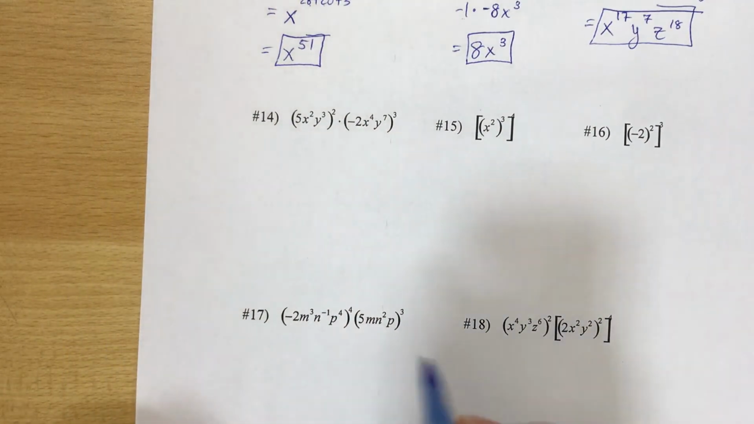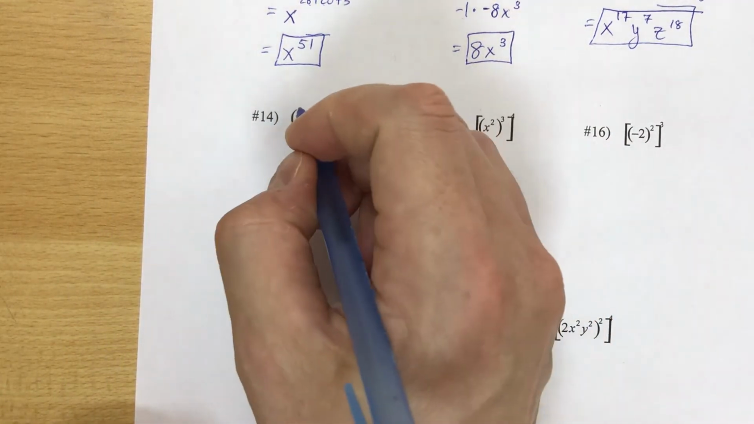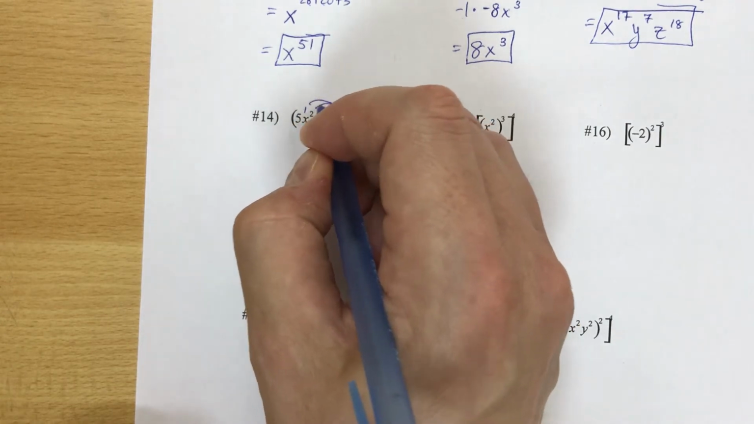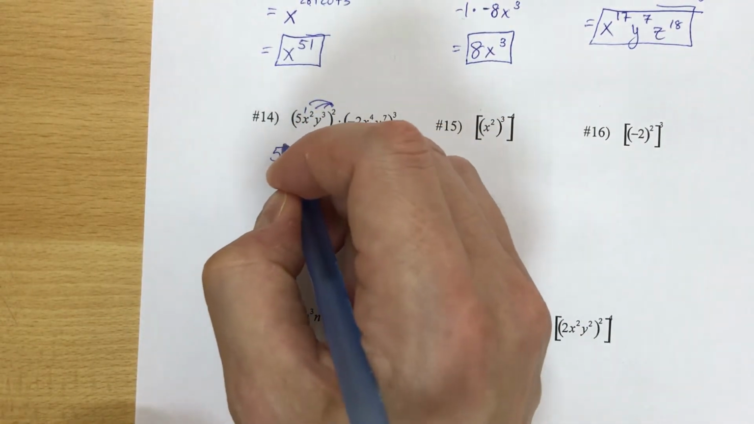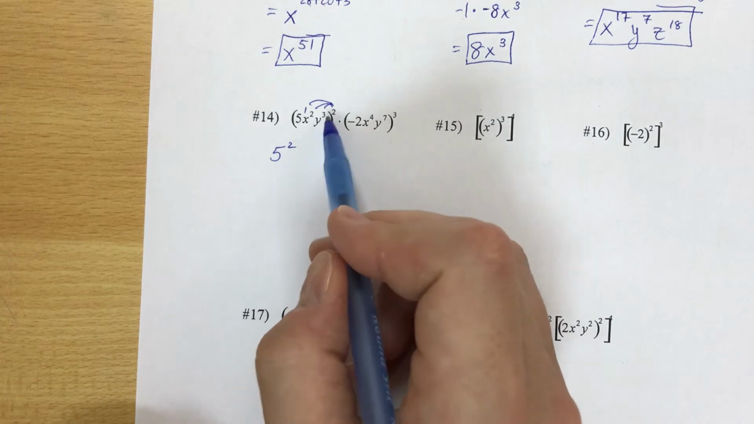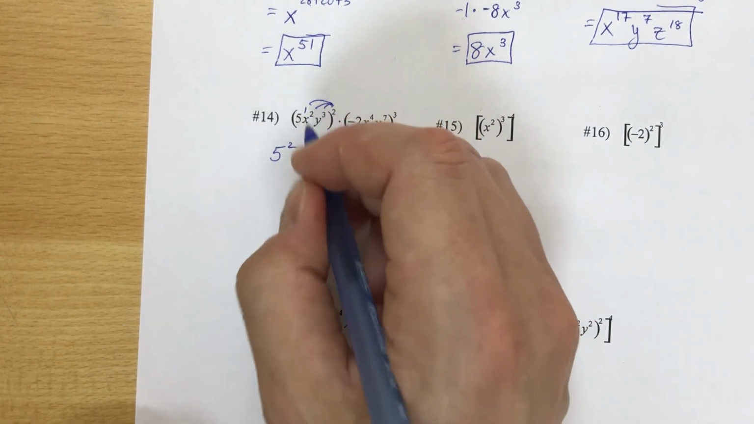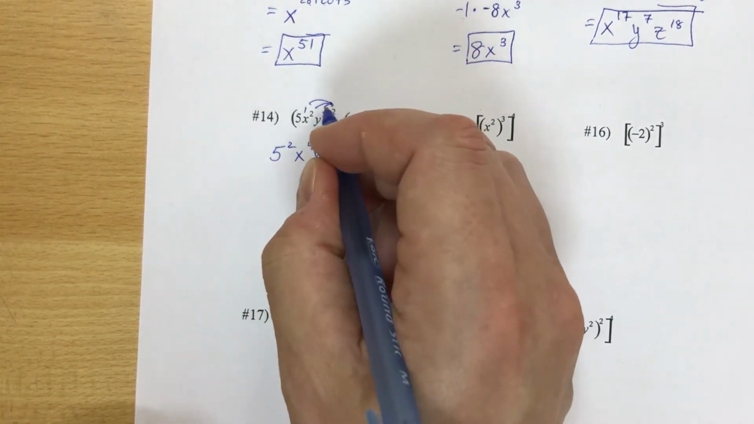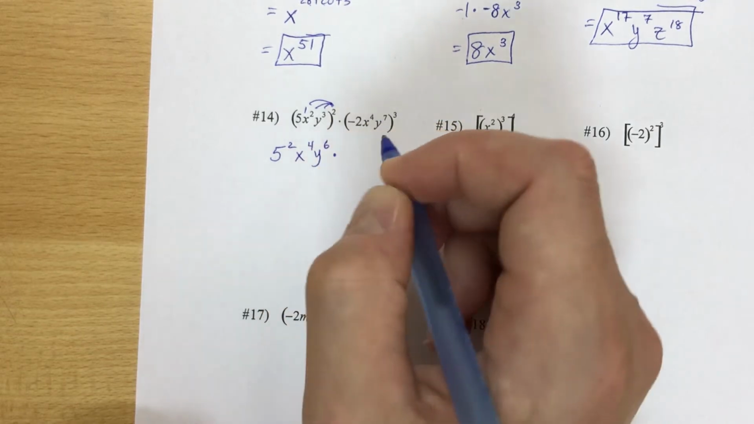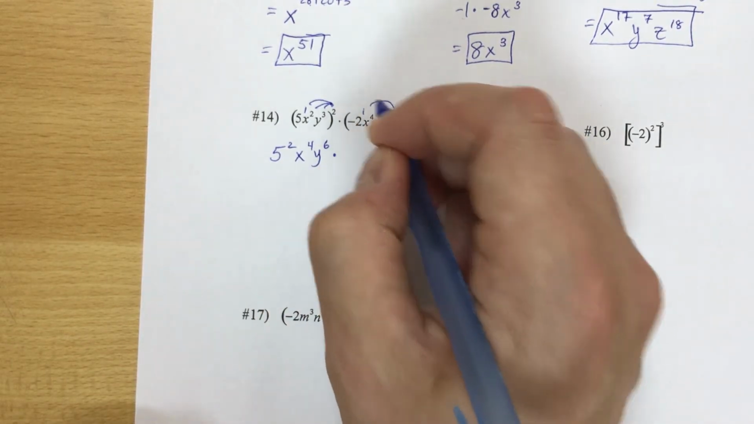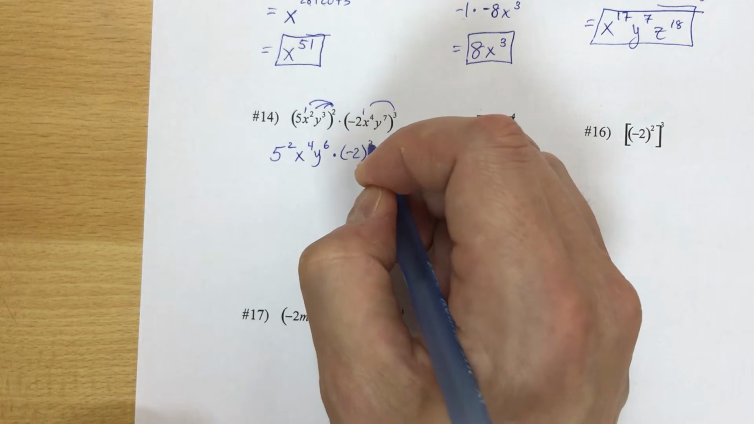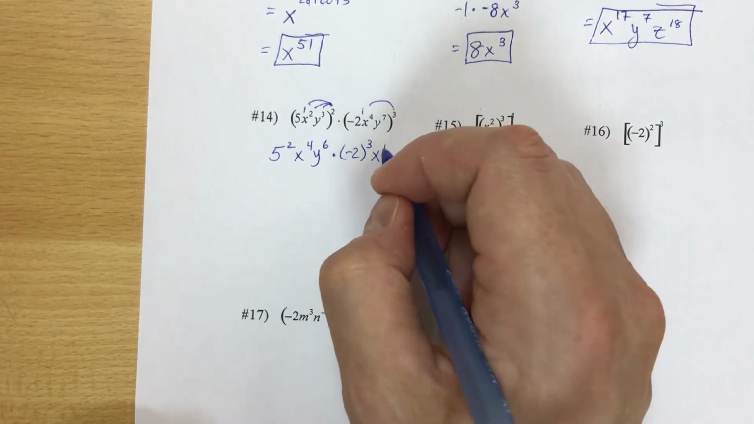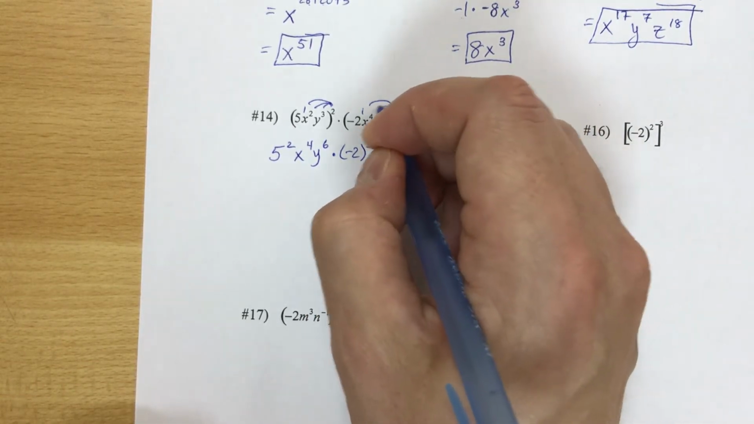Number 14. Okay, let's see. We're going to distribute the outside exponent first. 5 squared, which will be 25. X to the 2 times 2 is 4. Y to the 2 times 3 is 6. Times negative 2 raised to the 3rd. X to the 12th. Y to the 21.